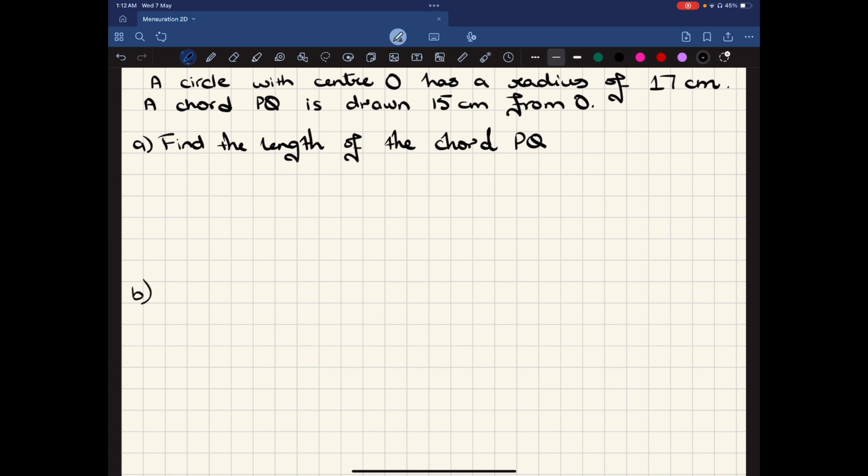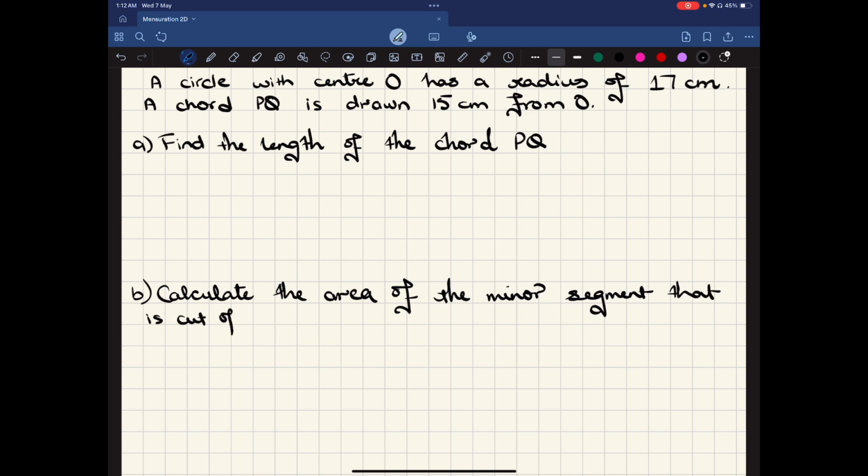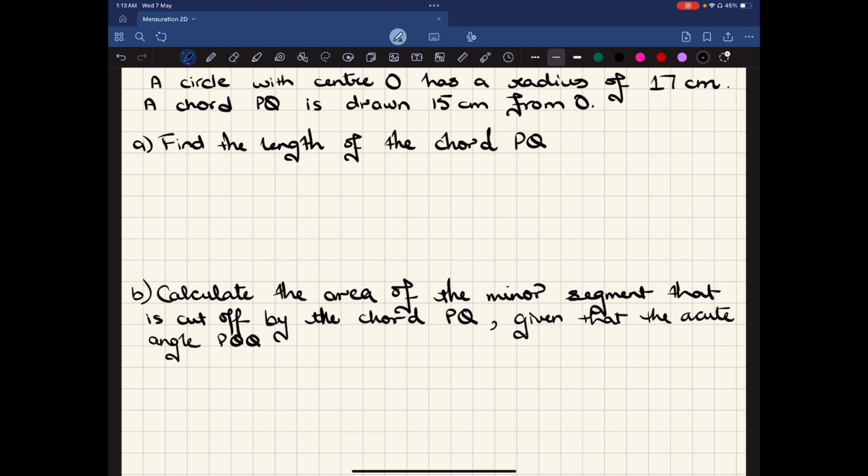And then the second part is to calculate the area of the minor segment that is cut off by the chord PQ, given that the acute angle POQ is equal to 56.14 degrees.